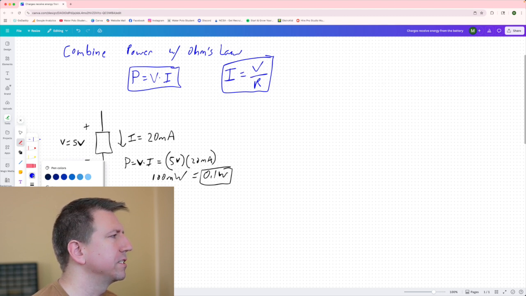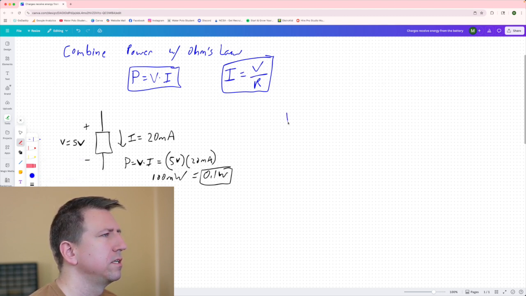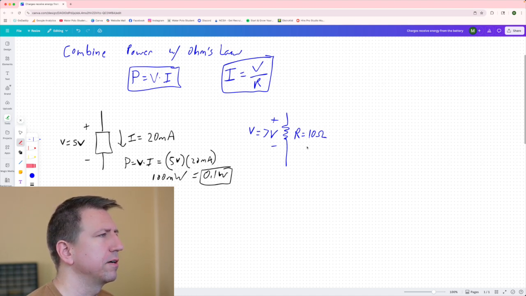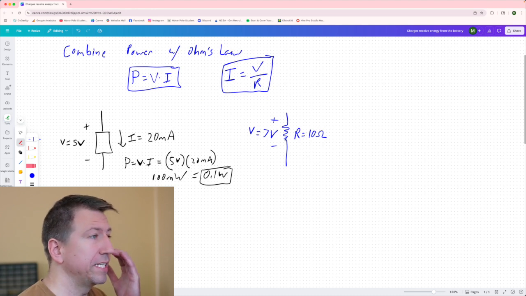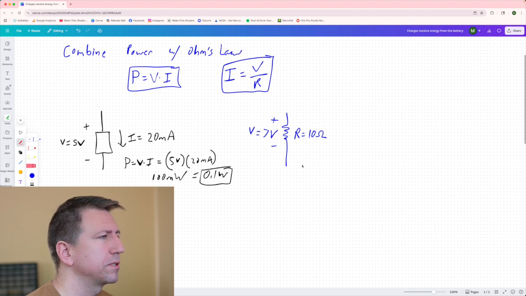But what if we had a situation that looked like this, and we have a resistor, and this resistor is 10 ohms, and I said that the voltage across here was, say, 7 volts. Okay, can I figure out the power delivered to this resistor? Power is equal to what here? And the answer is yes, we can, because we can make a substitution with the power equation and the Ohm's law equation. So I want to end up with V and R. I don't know I, so I want to substitute in for I.